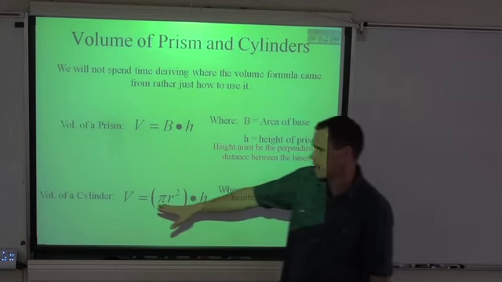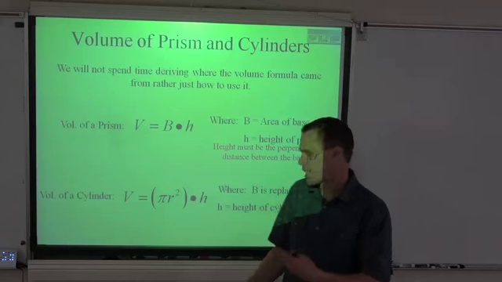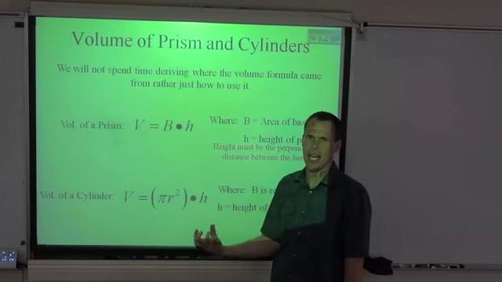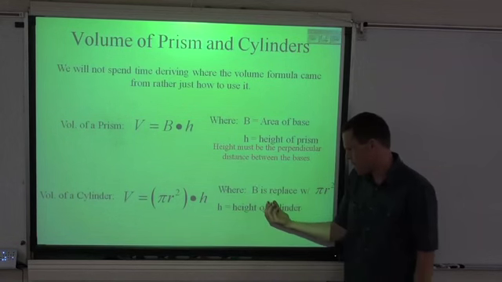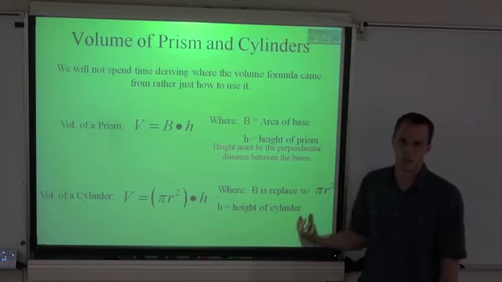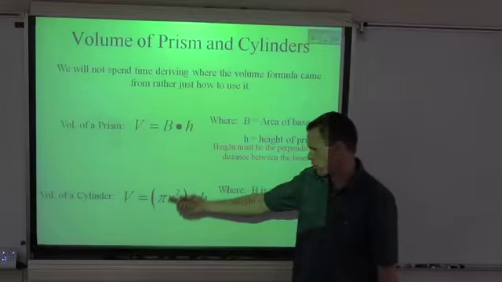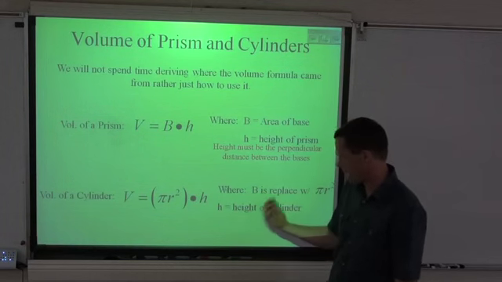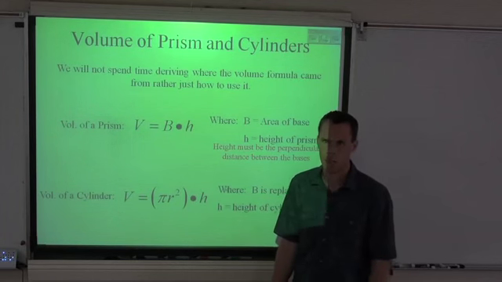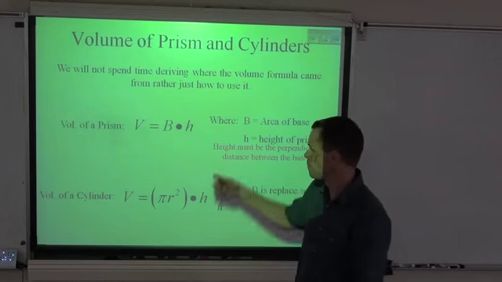Then there's the volume of a cylinder. Well, this has the exact same formula, area of base times height, except the area of the base is replaced with pi r squared, because the base is a circle. So, pi r squared times height, height being the height of the cylinder. Let's take a look at how this works.